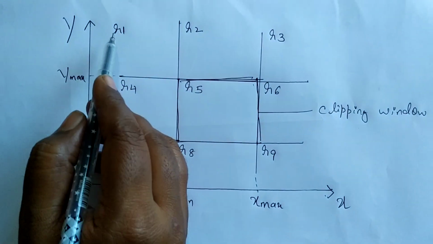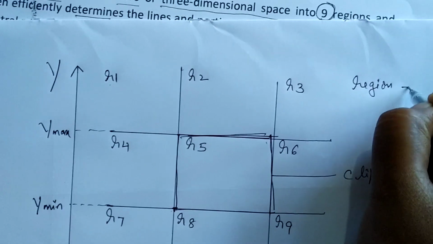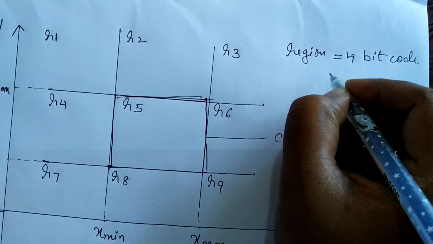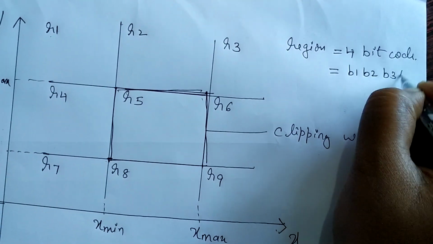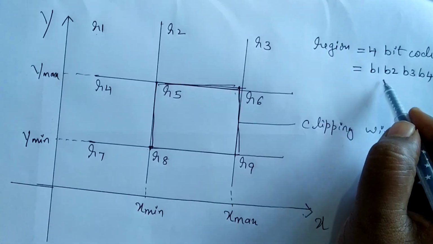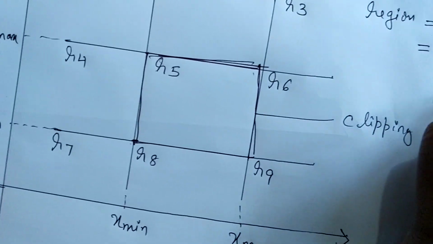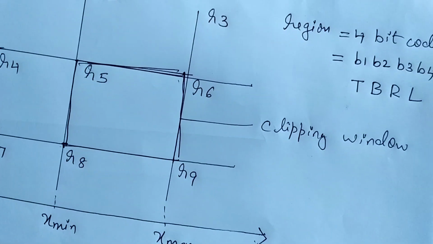After dividing into 9 regions, each region is assigned a 4-bit code, for example bit 1, bit 2, bit 3, bit 4. So each region is assigned a 4-bit code as per the pattern top, bottom, right and left side of the clipping window.